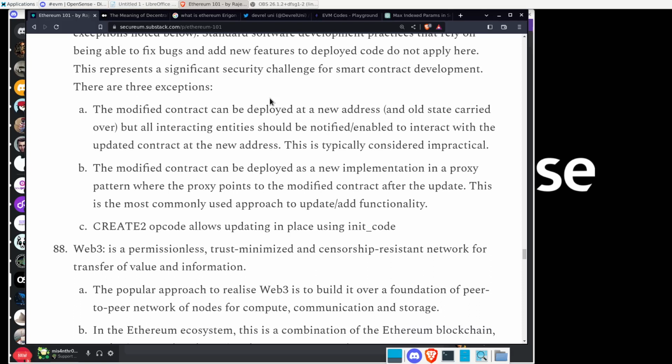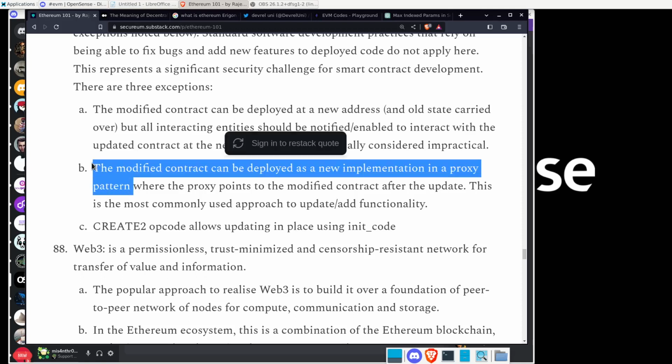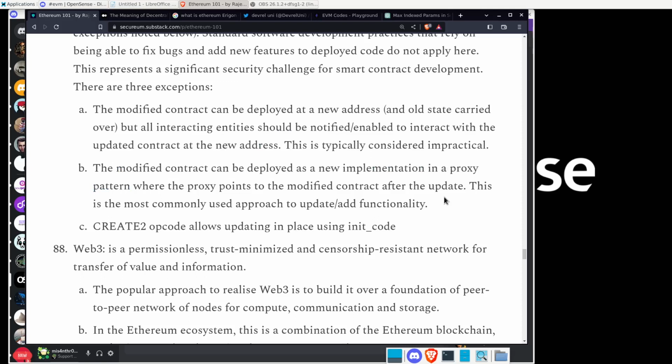There are three exceptions. The modified contract can be deployed to a new address. Okay, we know this one. The modified contract can be deployed as an implementation of a proxy pattern. So if you're using a proxy, you can just change the address of the implementation. And if there's anyone that doesn't know what a proxy is here, it's basically a contract that processes part of the code or stores part of the storage in another contract. So it allows you to make some level of upgradability, sometimes too much.